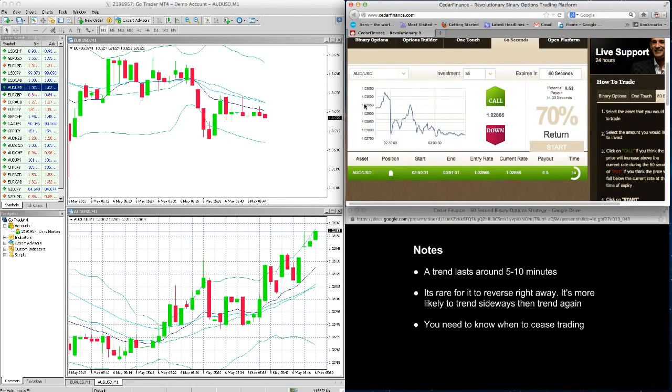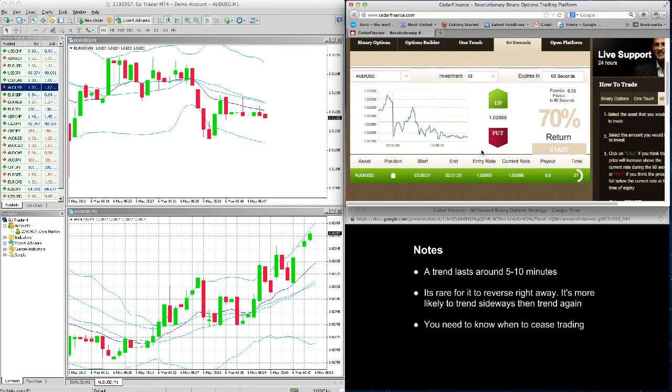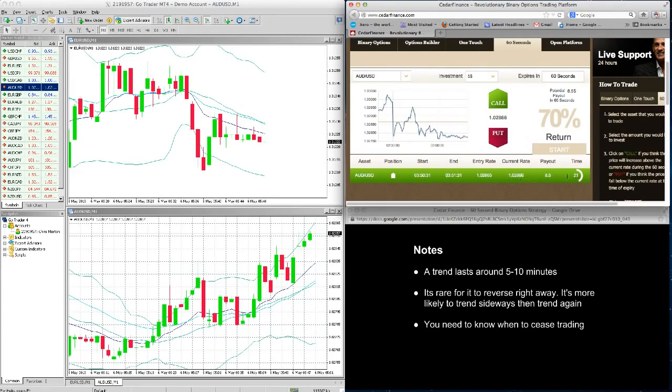So you can see here on Cedar Finance, I'm on the 60-second platform as I mentioned. It has the green color chart here showing that it's a winning trade. If I was losing, this would be red. So my entry rate was 102.865. The current rate is 102.868. So I'm slightly up in the good direction. Okay, so I've won that trade.